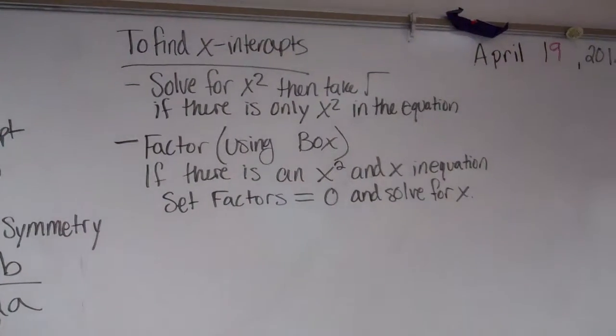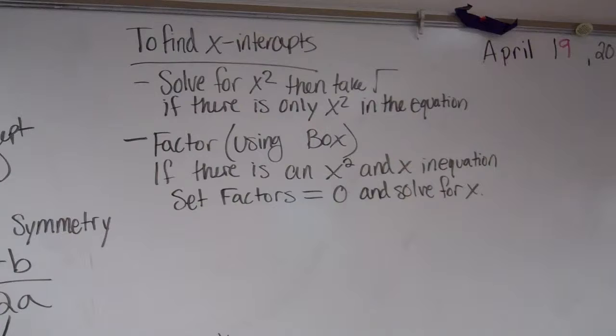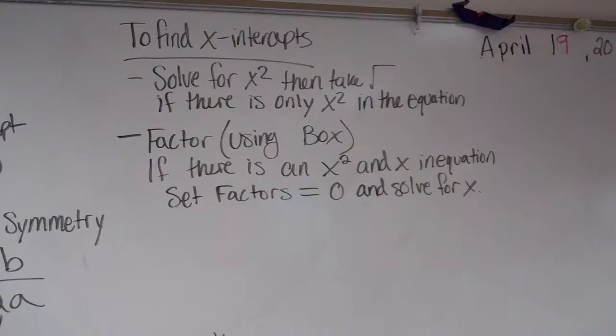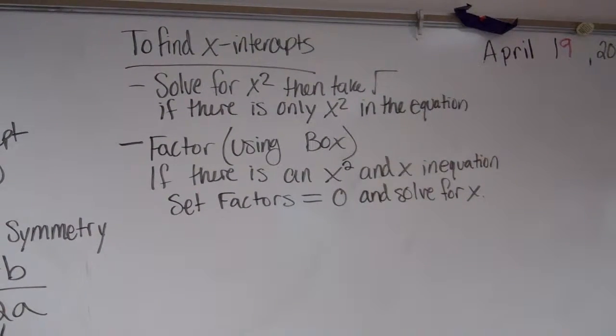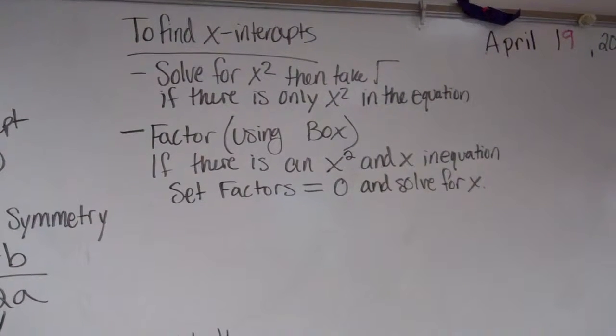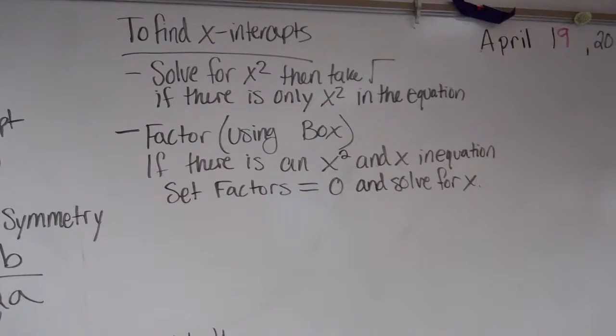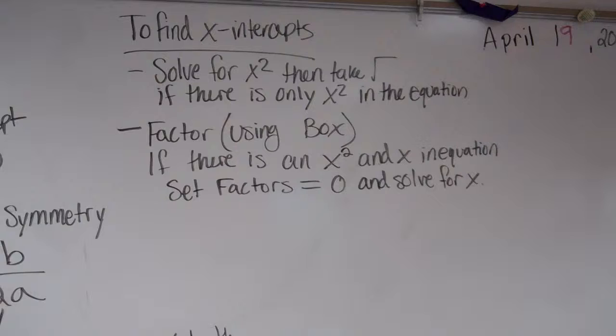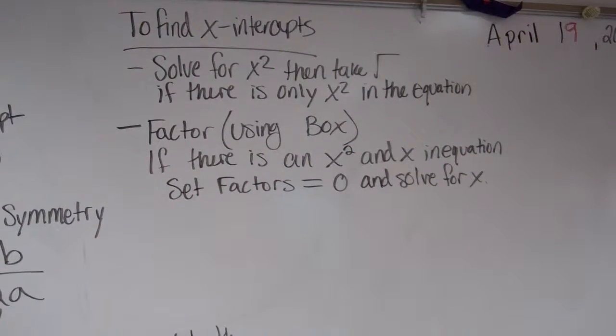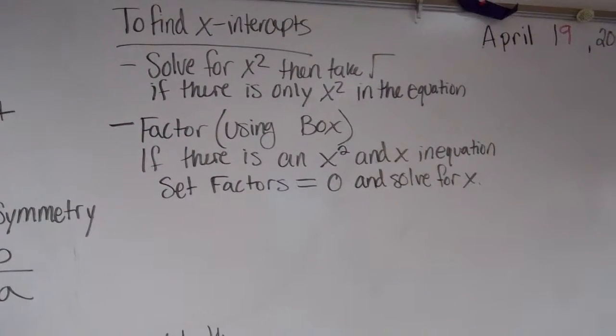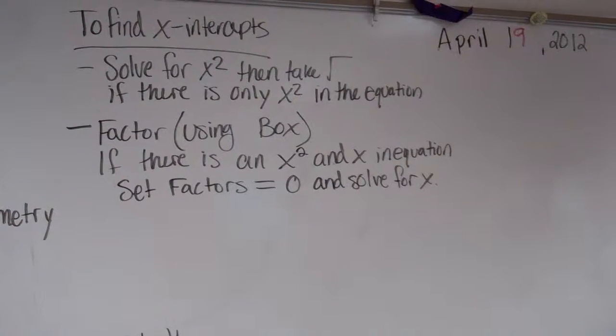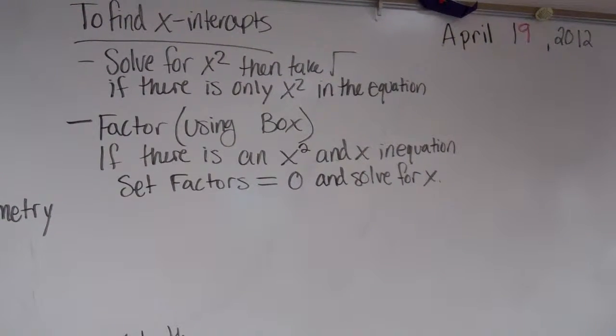Finally, to find the x-intercepts, those are the places where the parabola touches the x-axis, you solve for x squared and then take the square root. But that's only if you have an x squared in the equation. You're going to factor using the box if there's an x squared and an x in the equation. So you have to first look at the equation and decide whether you can just solve it straight up or if you have to factor.